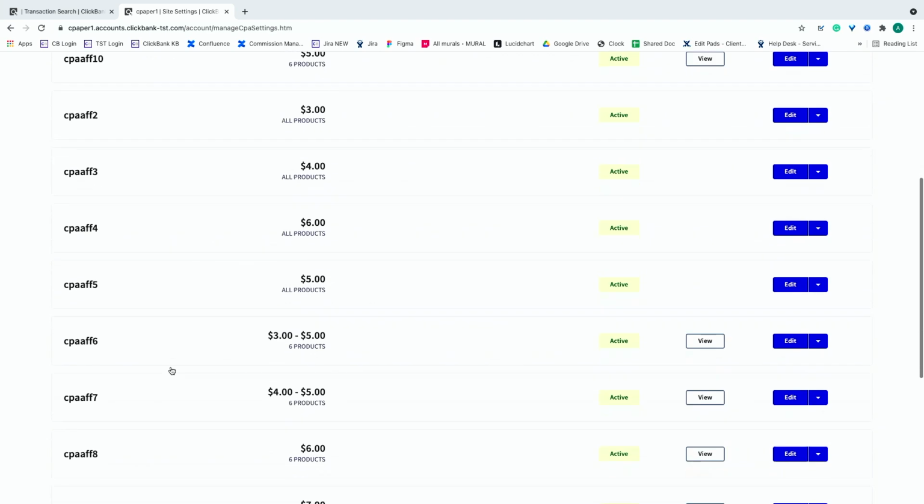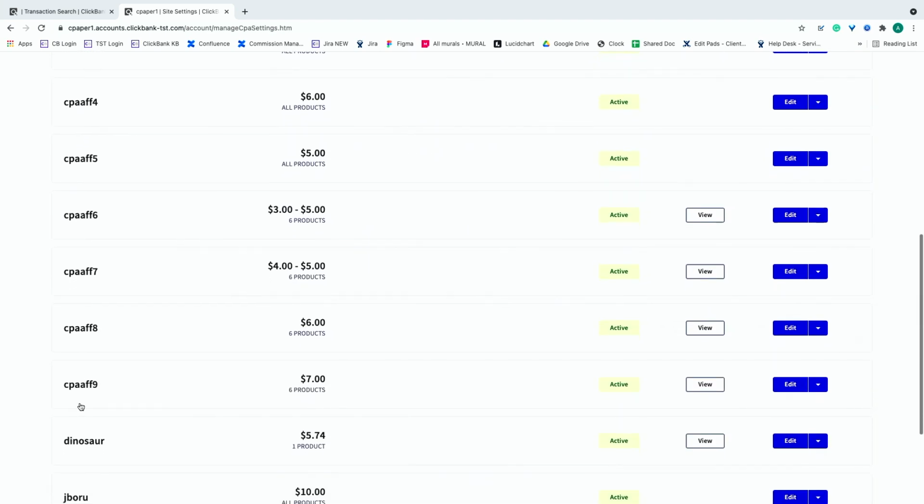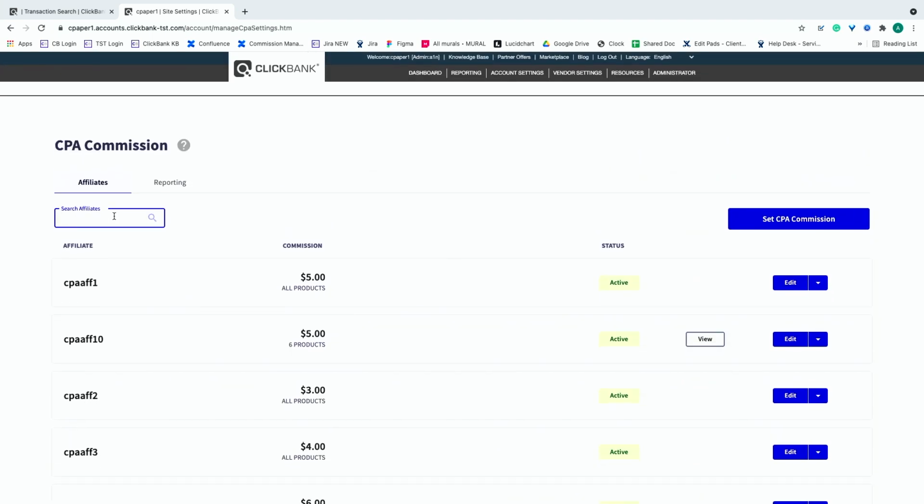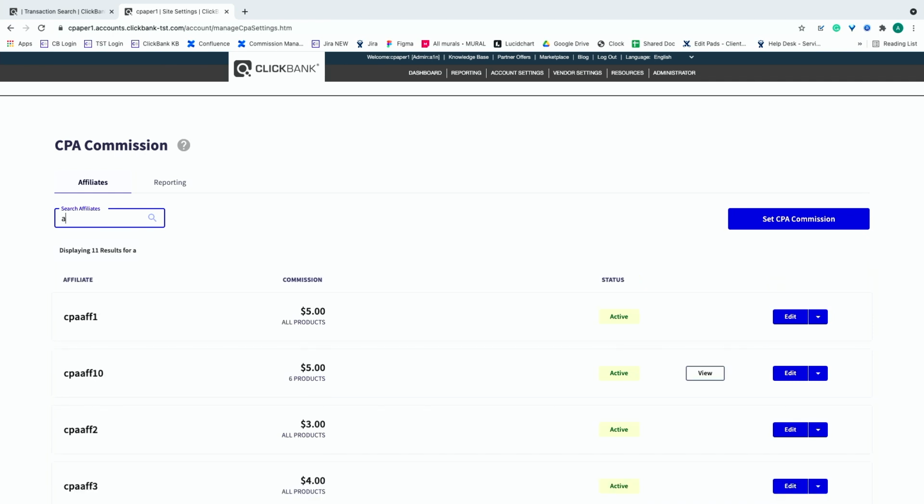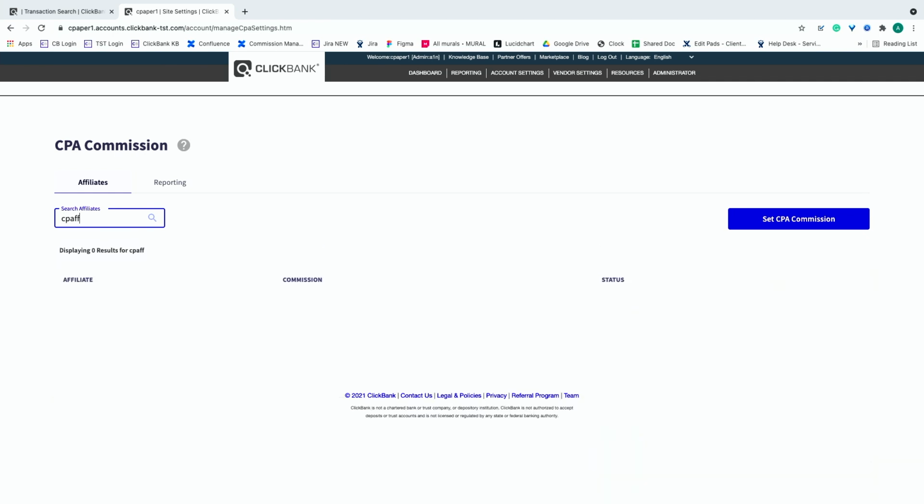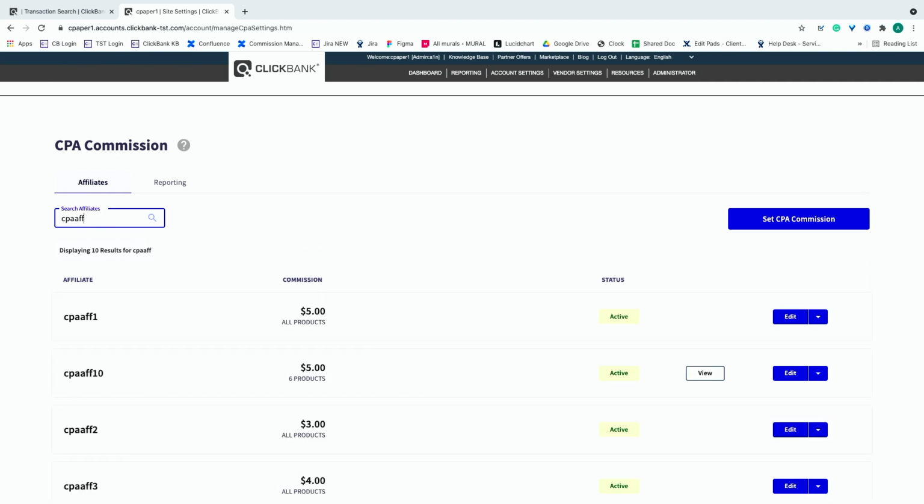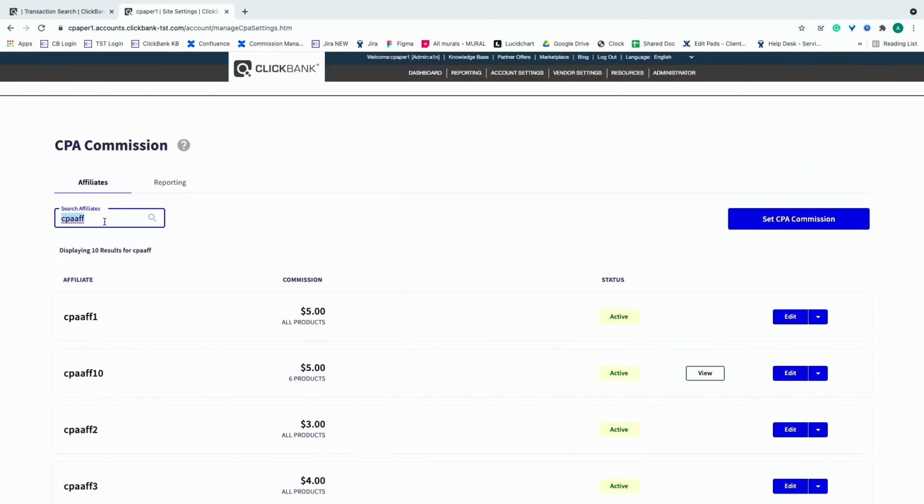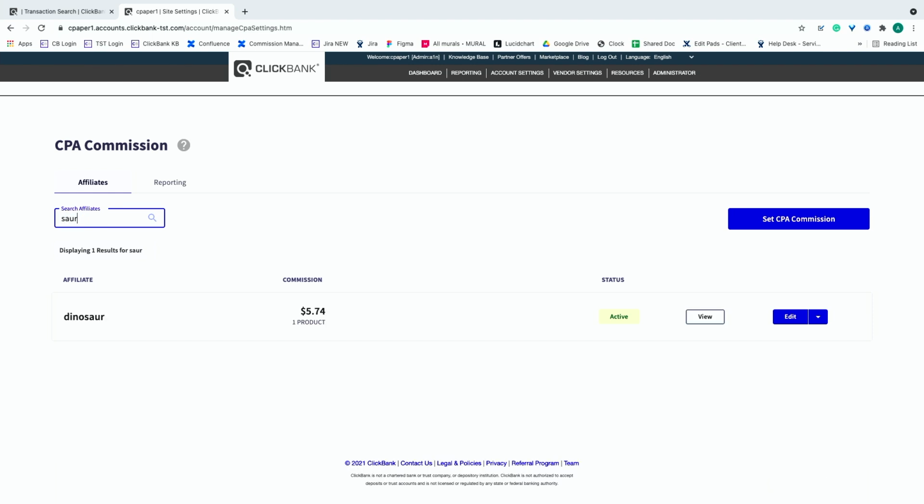Yeah, so what we do for that is we search for the string in here. So you'll notice there's lots of affiliates with CPA. So it will pull all the results that contain that, and then you notice that I just set the CPA for our friend Dinosaur. So if I just search for anything that contains that, it will pull that up. So that's the only result that I see. So I can easily find the CPAs that I've set for previous affiliates.